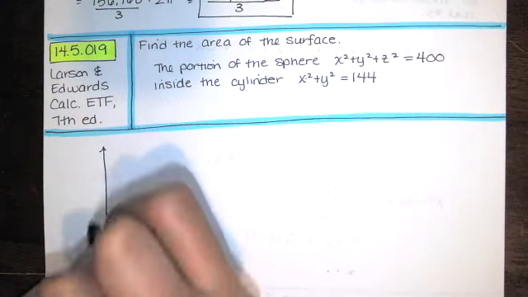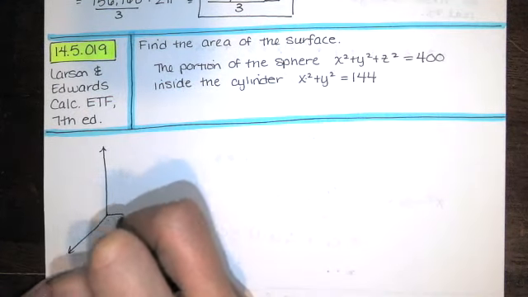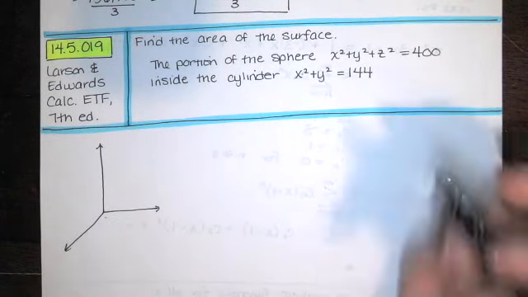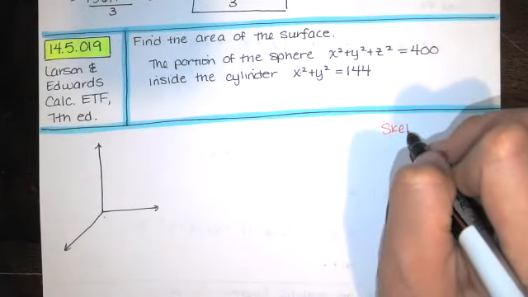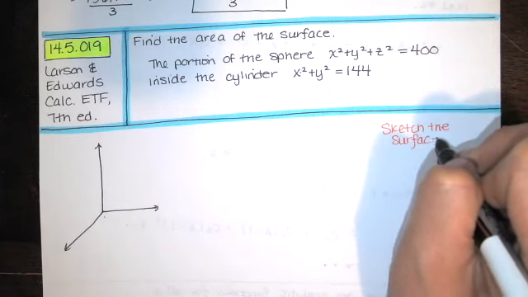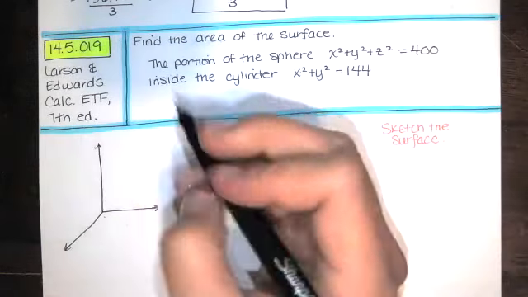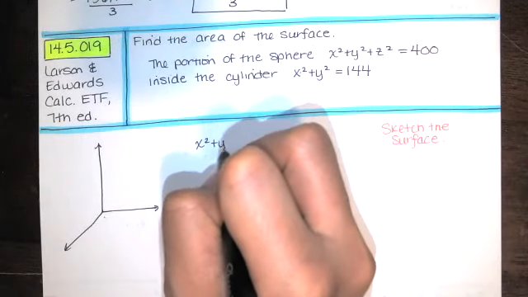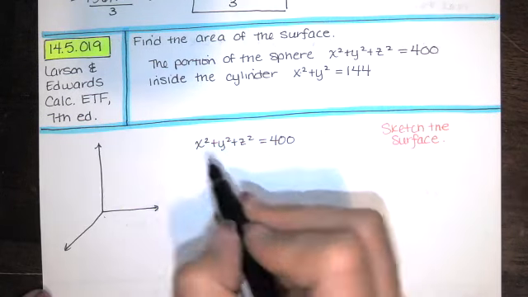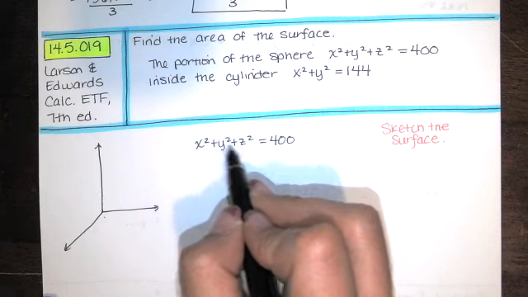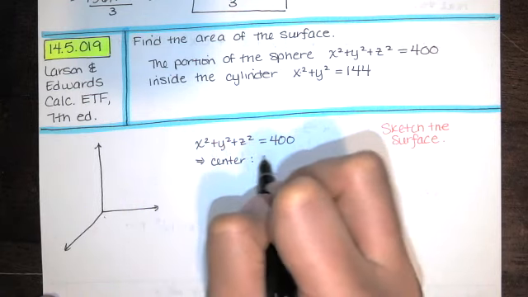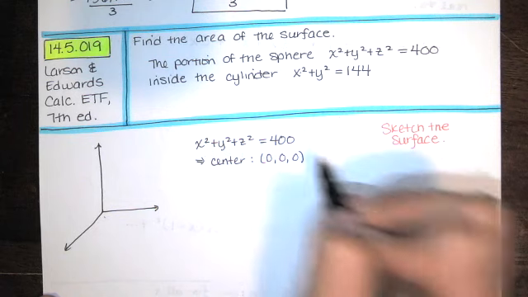Now with this problem and any similar problem, I would start by sketching. Let's sketch that surface. First, we have a sphere: x squared plus y squared plus z squared equals 400. Since we're not subtracting anything from the x, y, or z here, we know our sphere is centered at the origin, 0, 0, 0.